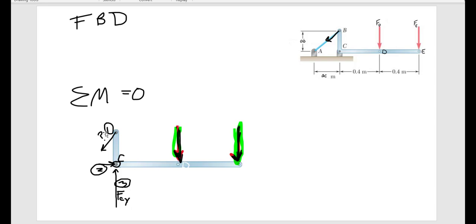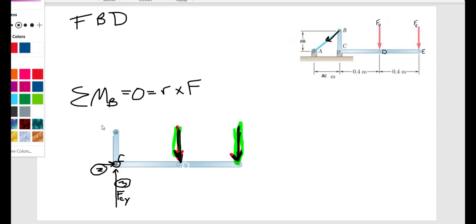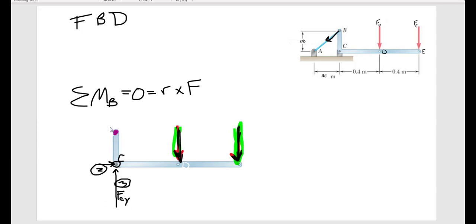So let's say I chose to take the moment around point B. What kind of an equation would that give me? Whatever you take the moment around, you don't have to include the force going through that point. So moment is equal to that. It needs a lever arm and a force, right? So let's say I take the moment around point B. What would that look like?